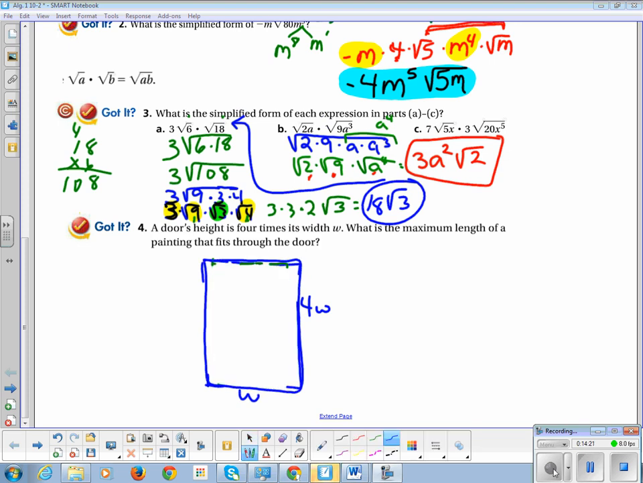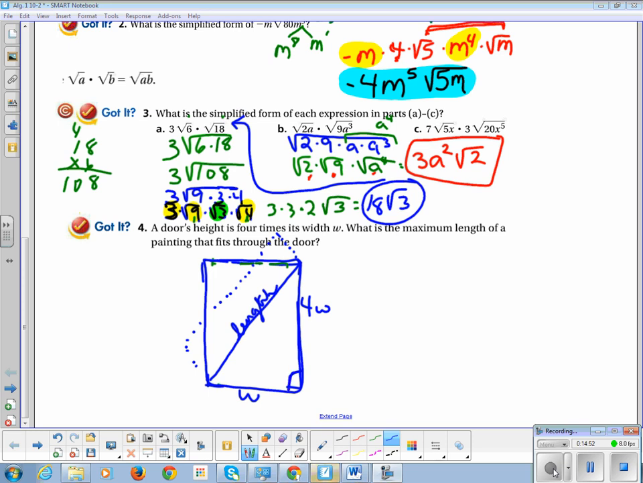So for any of you guys who have ever moved furniture through doorways, you know that the best way to arrange a picture is diagonally. So we're going to fit this painting in diagonally. So they actually want us to find what is the maximum length of a painting.